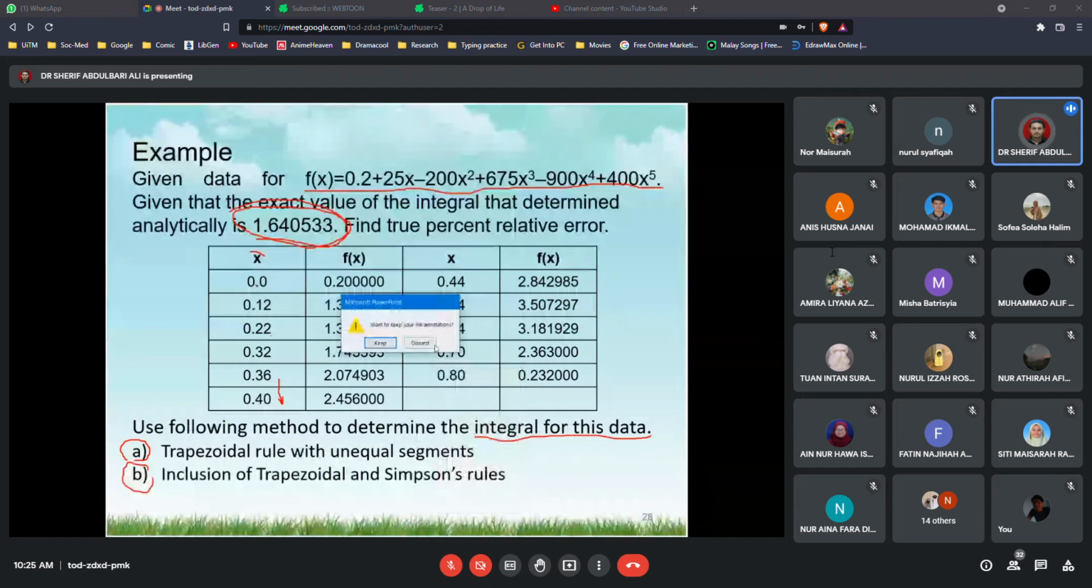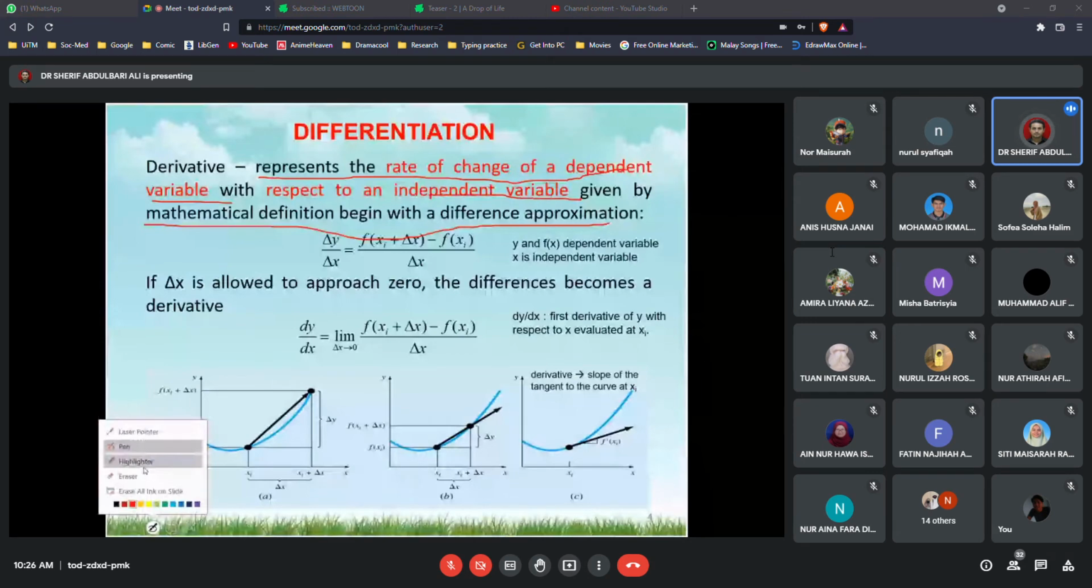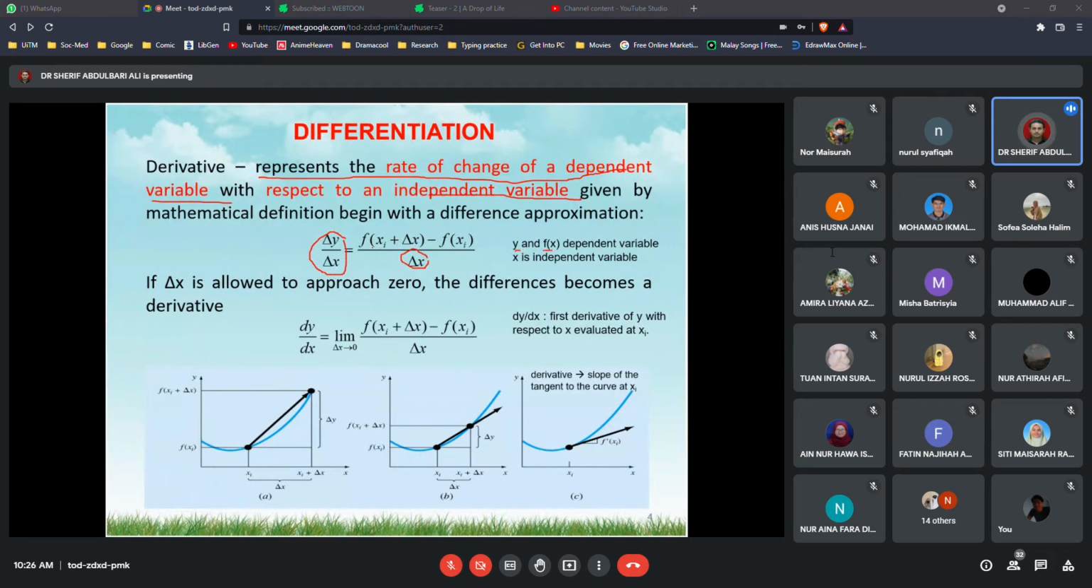Before we start, what is the meaning of the differentiation or the derivative? The derivative represents the rate of change of a dependent variable with respect to an independent variable, given by the mathematical definition, begun by the difference approximation. If you look at this mathematical definition, you have here dy over dx, and we also have the function and the delta x here. So delta y over delta x, where y, the function, is considered the dependent variable, and x here is considered the independent variable. If the delta x is allowed to approach zero, the difference becomes the derivative.